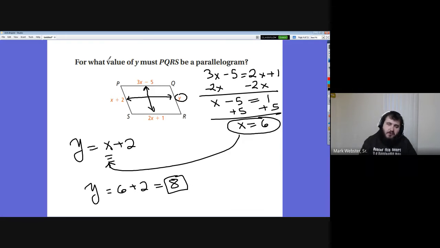So what's my answer? What value of y must we have in order for PQRS to be a parallelogram? Well, y had better be 8. If y is not 8, we can't have it. All right? So now I want you to give this one a try.